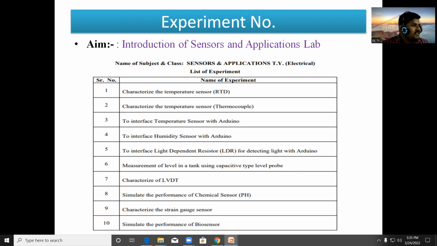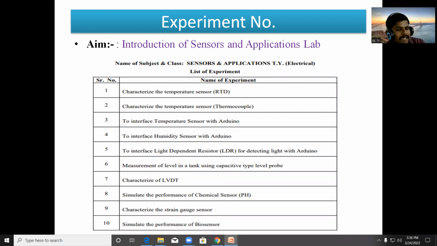Do you know the pH of water? Pure water is 7. If it includes impurity, whether it is less than 7 or more than 7, distilled water is 7, pure water. Less than 7, no? So this way we want to simulate the performance of a chemical sensor.